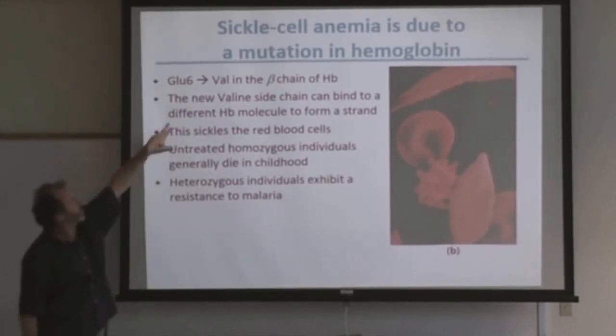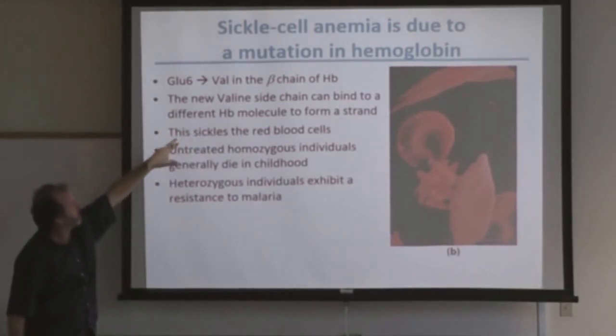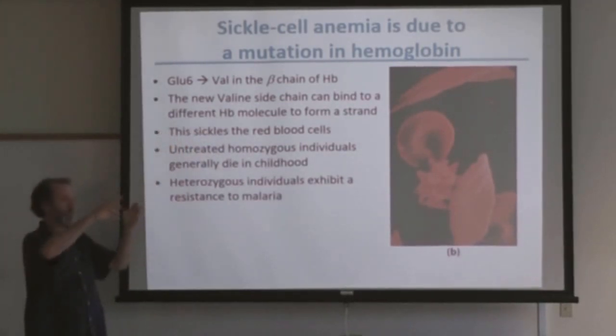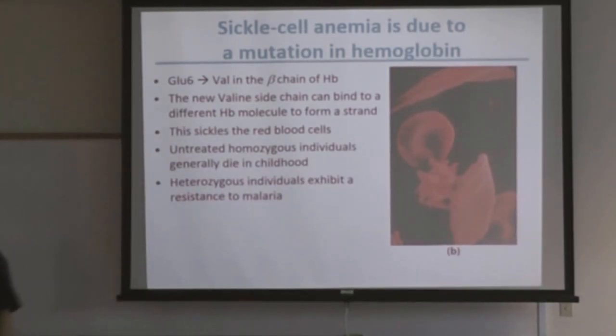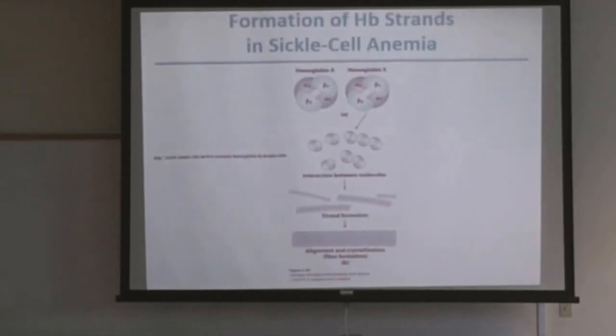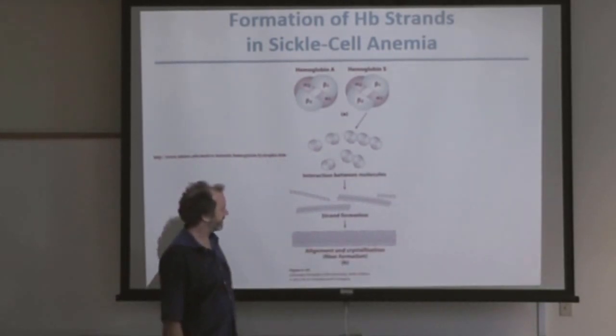the valine is going to bind to a different hemoglobin molecule to form a strand. Because all those valines are there, they'll interact with each other and you'll form polymers. I think your next figure shows that. You form these long polymers of hemoglobin and you get crystallization.